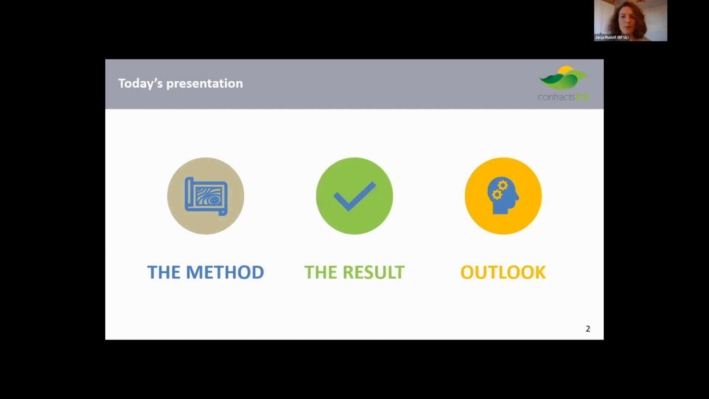Now, firstly, we will talk about a method, which is the multi-criteria decision-making method. And then secondly, we will talk about the results with examples on 5 collectives across the EU. And thirdly, about the future research needed to reach the expected outlook of the decision support tool.